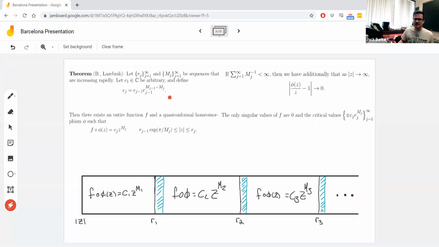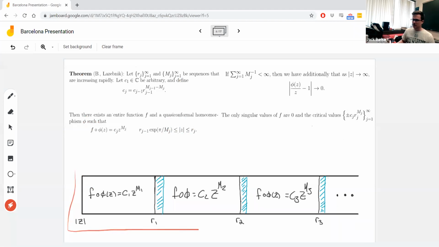So we define sequences like this. And then we're kind of stuck with these coefficients right here. They're some relic of making all of the computations work out, but they're not particularly enlightening. I don't really have a good intuition for what these are. They're just there to make everything work. But we have these radii for interpolation and powers. So once we feed our theorem this, it produces an entire function f and a quasi-conformal homeomorphism phi such that f composed with phi is equal to this monomial on very large annuli right here.